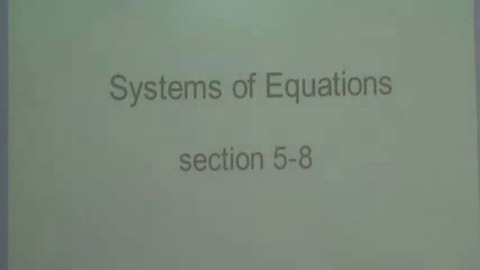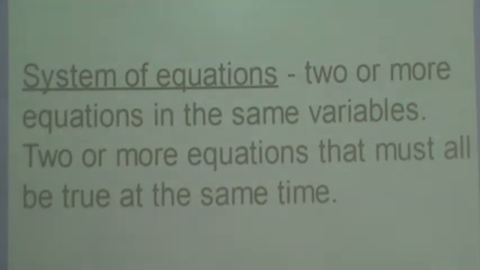Okay, what we're looking at today is systems of equations. So if you could title your notes. Here's your definition: two or more equations in the same variables. I kind of reworded it here. It's two or more equations that must all be true at the same time.